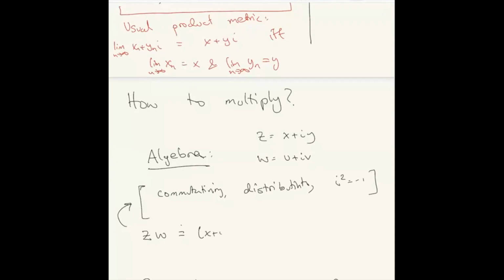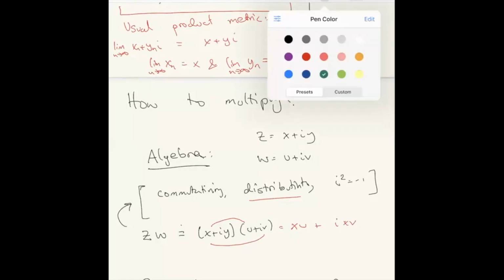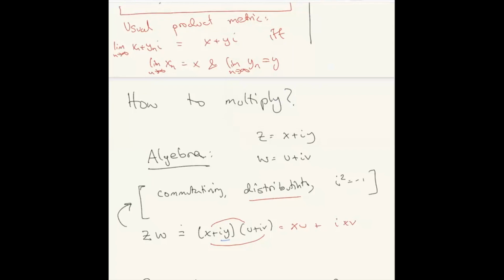Well, if you have x plus iy times u plus iv, and you FOIL this product, so you're using distributivity to FOIL, we get xu plus ixv, and then for the second term, plus iyu plus iy times iv. Okay, what do we get out of this if we group terms?